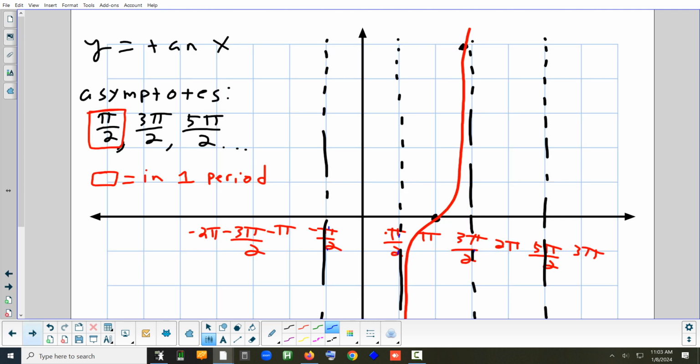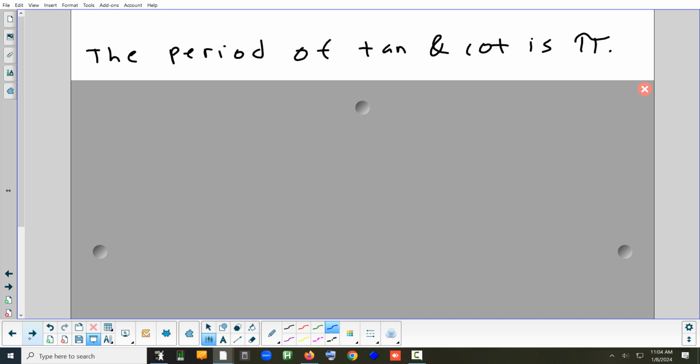Now, look at this graph. A cycle is from here to here. If you go beyond what I just drew, you're going to see a repetition. So, what's the distance between 3 pi over 2 and pi over 2? Yeah, 1 pi. That's a difference of 1 pi. So, one thing that's very different about tangent and cotangent is the length of a cycle is pi. It's not 2 pi. Now, can we stretch or compress that? Absolutely. But what I'm saying is if you don't, it's 1 pi.